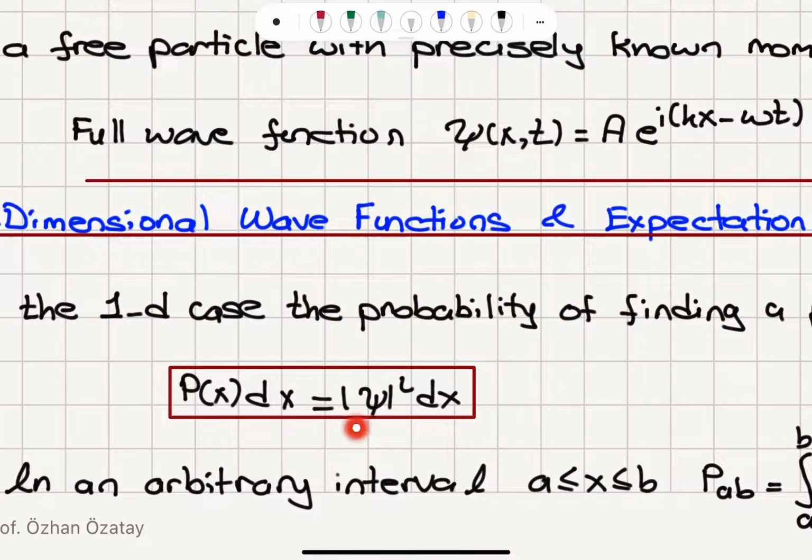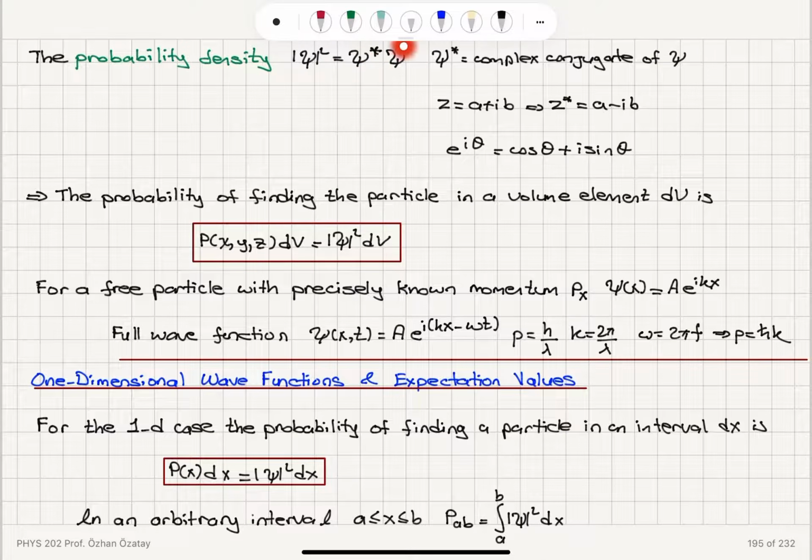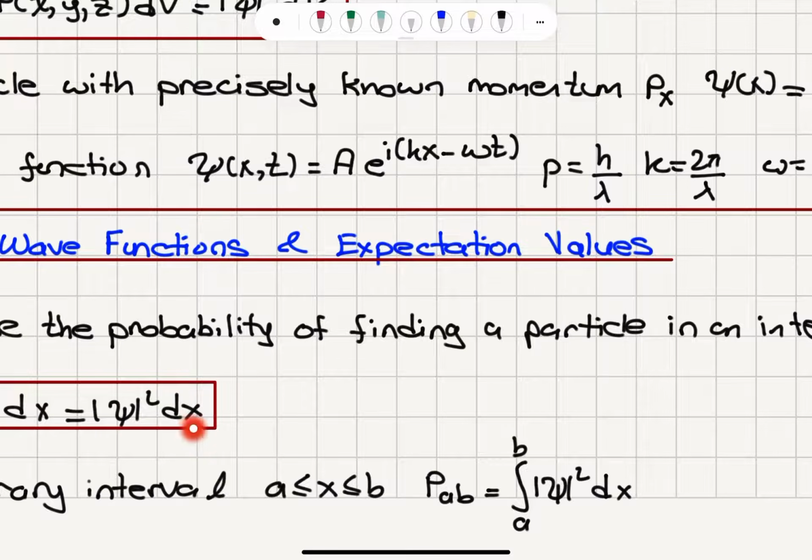with dx. And by psi absolute square, remember that we mean psi complex conjugate multiplied with psi, because the wave function can be complex. In an arbitrary interval, so instead of having an interval dx, an arbitrary interval a to b, the probability of finding the particle between a and b will be the integral from a to b of the probability density function psi square multiplied with dx.